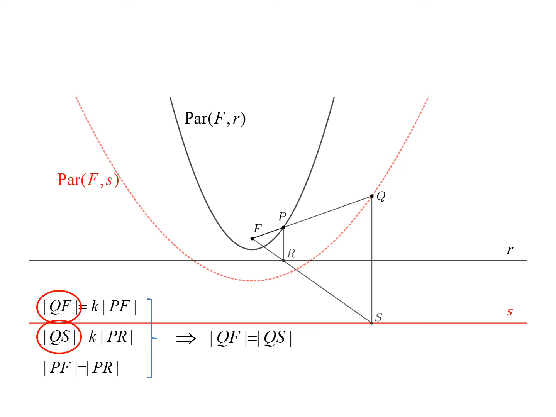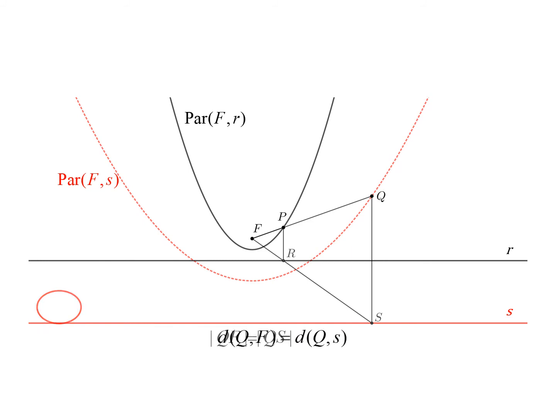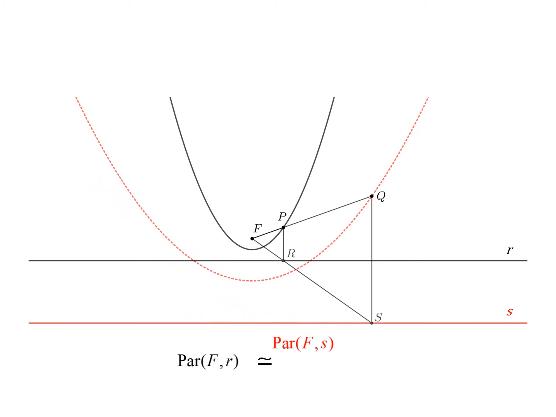Finally, the segments QS and PR are parallel, and thus QS is perpendicular to the line S. And so the distance from Q to the focus F equals the distance from Q to the line S as well. Hence, Q is on the red parabola. Of course, this holds for any point on the black parabola. Thus, scaling with factor k and the focus F as center transforms par FR into par FS. So, par FR is similar to par FS.